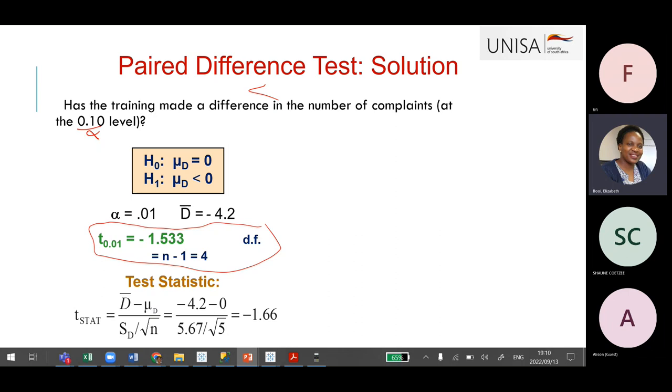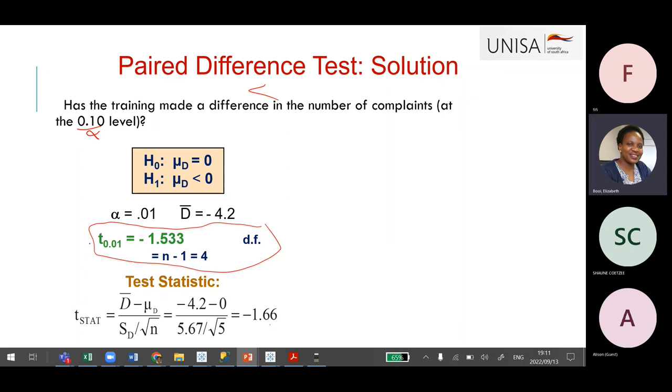Then we can calculate our test statistic. Our difference, we did calculate that. It was -4.20. Our mean difference is what is hypothesized, which always equals zero, divided by the standard error, which is our standard deviation of the difference we calculated in the beginning. It was 5.67 divided by the square root of 5. And when you calculate this, you will get the answer of -1.66.